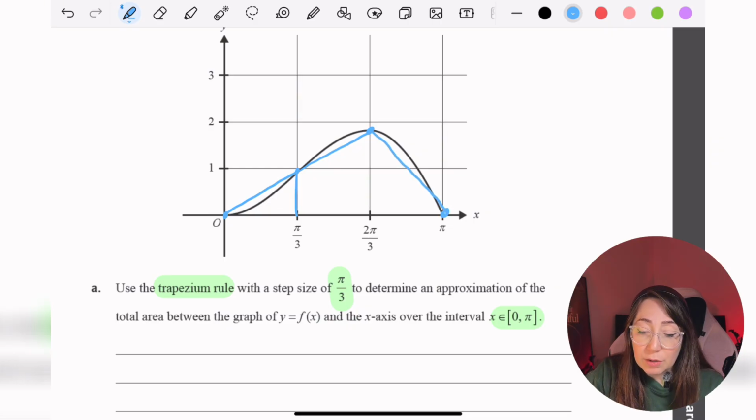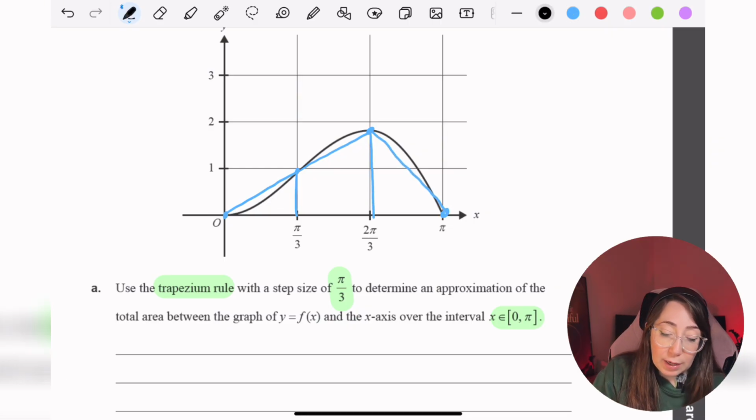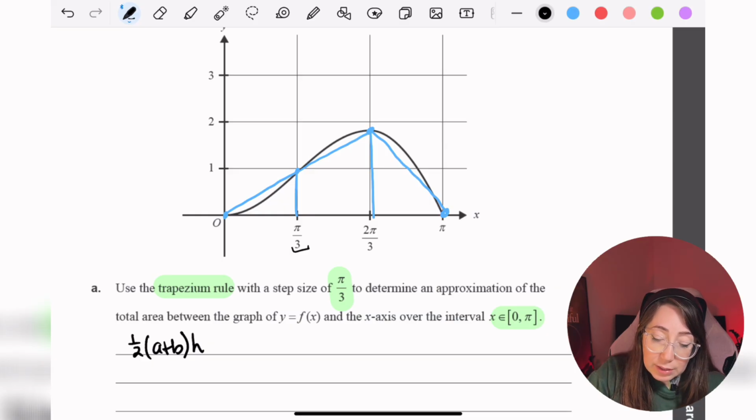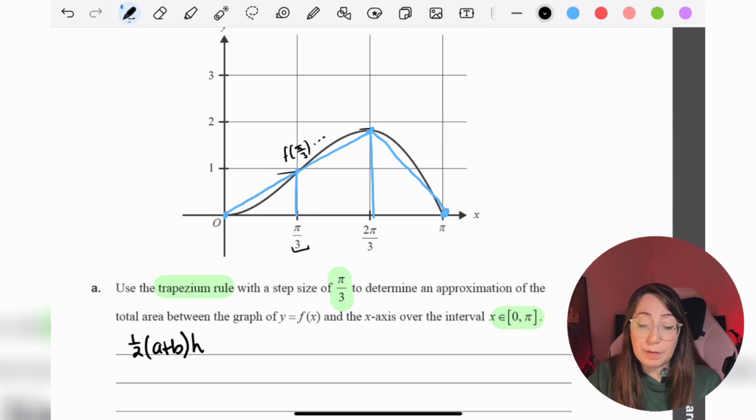So the way that I remember the trapezium rule is by the actual area formula itself, which is a plus b over 2 times h, a plus b being the heights of the trapezium. And so in terms of the heights, what I want is to find the y values of each of these, and the way I do it is by substituting the x value into the function itself.